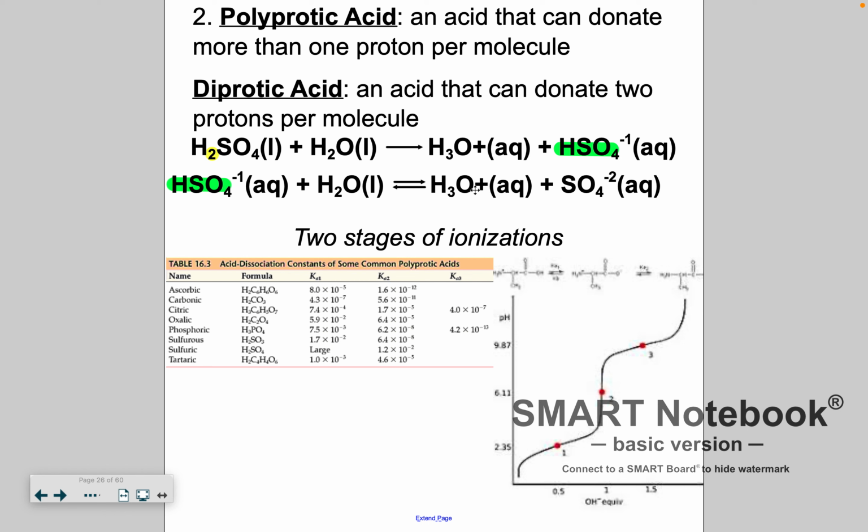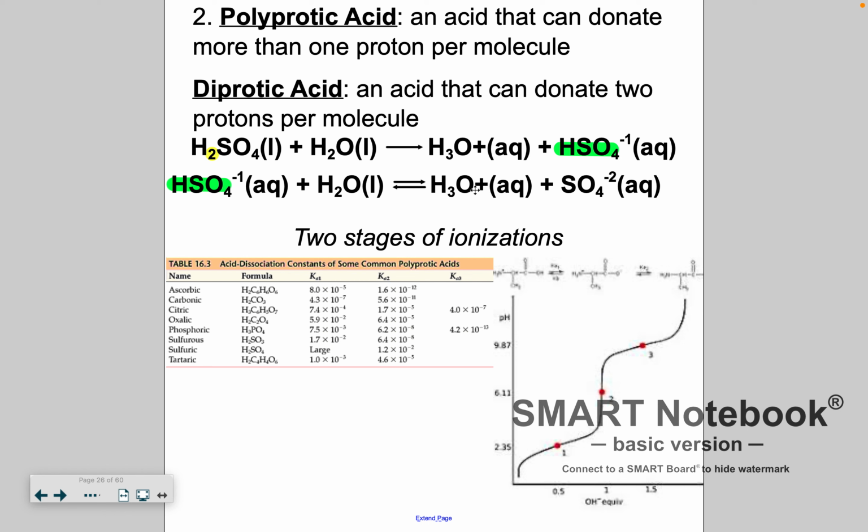So now your homework assignment, it looks something like this. I'm not going to do all of it, but this first part is you're labeling as mono, di, or tri. Basically, look at how many protons, aka hydrogens, it has. And if it's 1, it's mono. If it's 2, it's di. If it's triprotic, it's 3 H's.